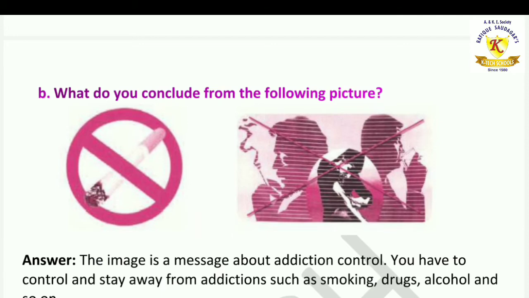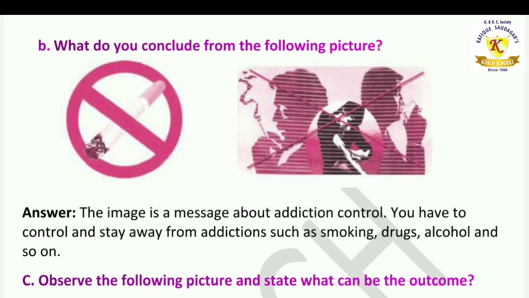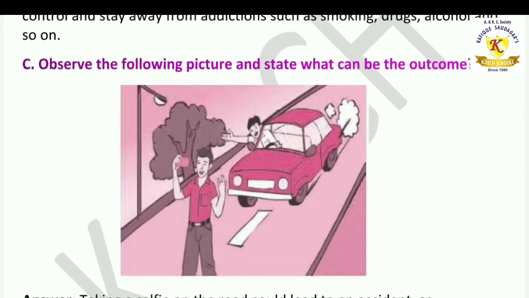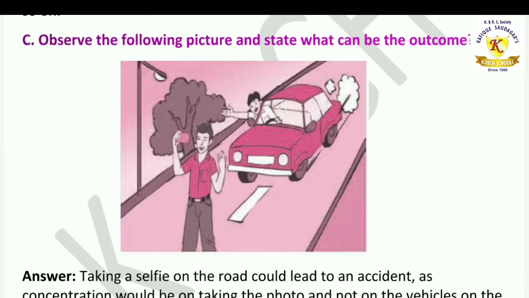B. What do you conclude from the following picture? Look at the picture children. What can you say about this? Yes, the image is a message about addiction control. You have to control and stay away from addictions such as smoking, drugs, alcohol, and so on. Right? Yes.